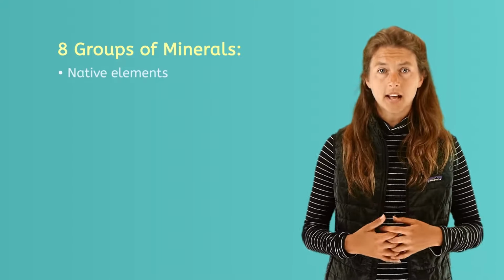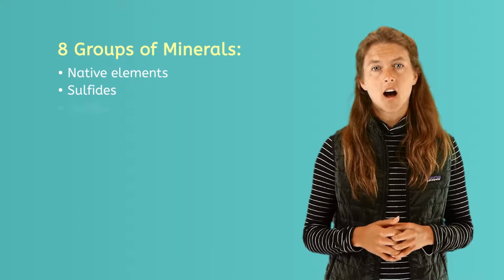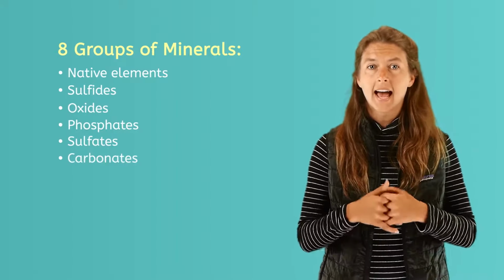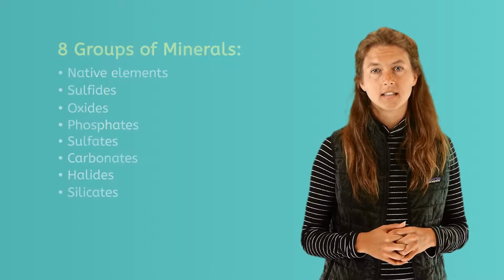Because there are over 3,000 types of minerals, it's really important to organize them into categories so that we can keep track of all of them. There are 8 common groups of minerals: native elements, sulfides, oxides, phosphates, sulfates, carbonates, halides, and silicates.